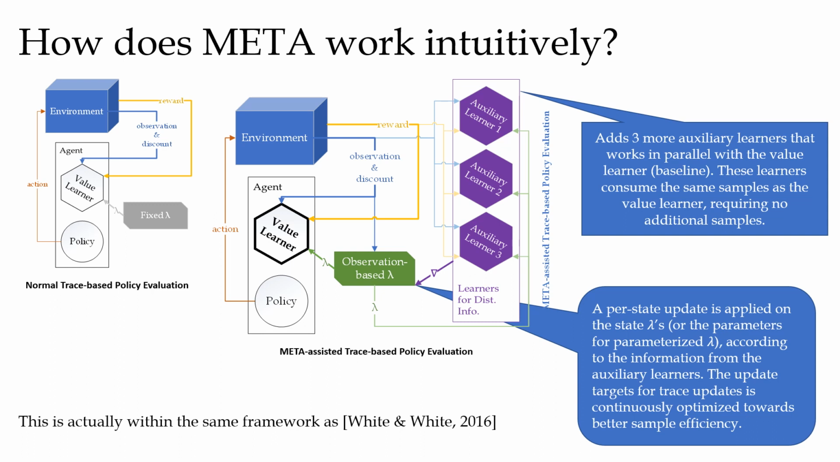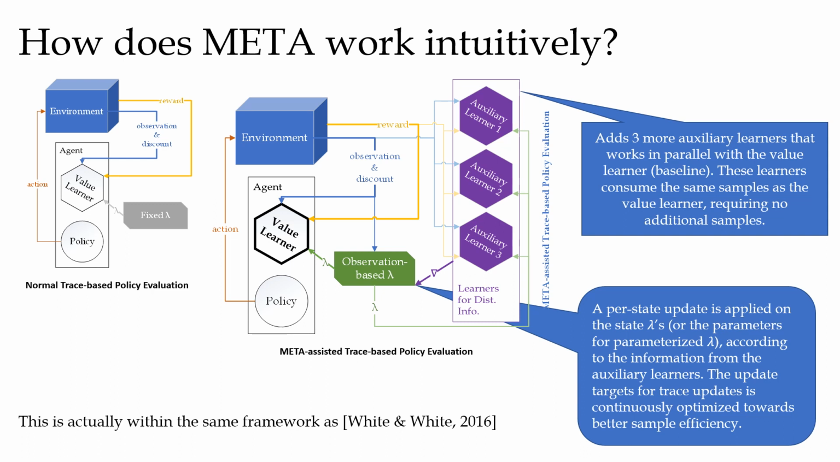On the left-hand side, we have a baseline, which can be any trace-based policy evaluation method. The agent selects action given some policy, and the environment returns the reward, observation, and optionally discount. The update to the value function is conducted with the reference to the preset value of lambda, which is fixed and the same across every state.